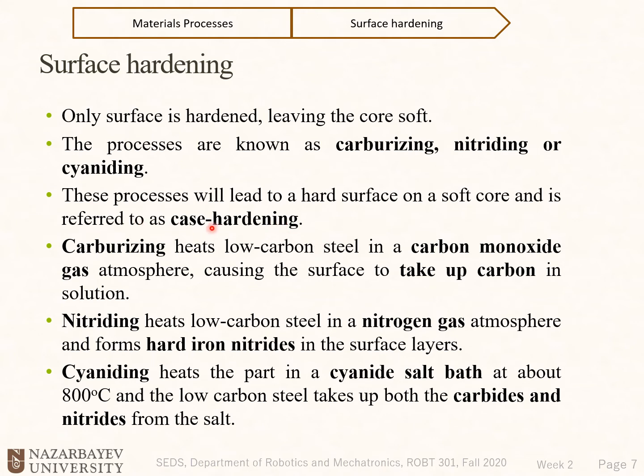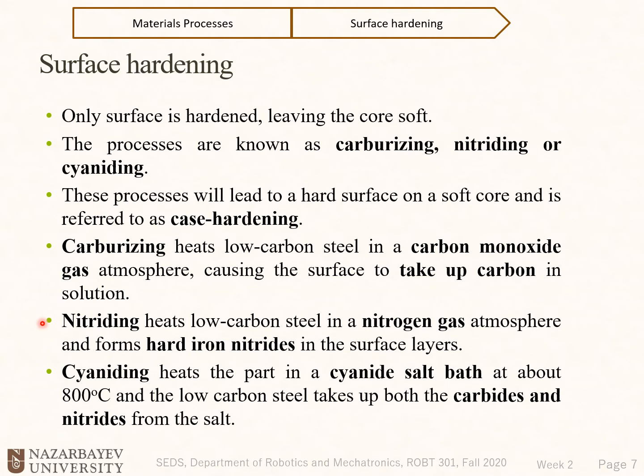Okay, so the core will be tough, but the surface will have a different mechanical property. Carburizing heats low carbon steel, so we increase the temperature in a carbon monoxide gas atmosphere, causing the surface to take up carbon in solution. So now the surface has more carbon content than the core, so it will be more brittle, very similar, let's say, to cast iron, not like a low carbon steel.